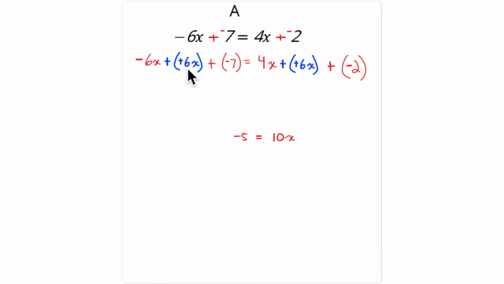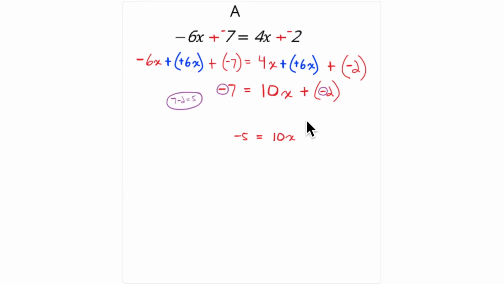All right, so if you add a +6 to both sides to get rid of this -6, here's the +6 over here, and that's going to equal this 10x right here. So now we're left with the -7 equals 10x plus -2. So how are you going to move this -2 or get rid of this -2? You're going to actually move the term to this side as a +2 by adding +2 to both sides. So this is going to be 7 minus this 2 right here, and that's going to equal this 5. That's because you're adding a -7 plus a +2.